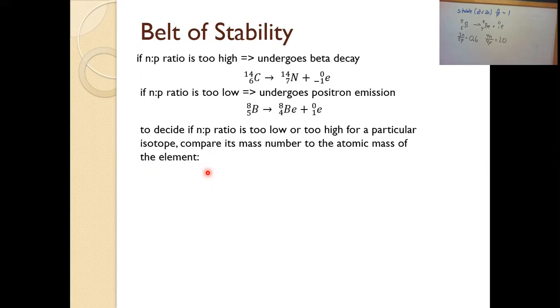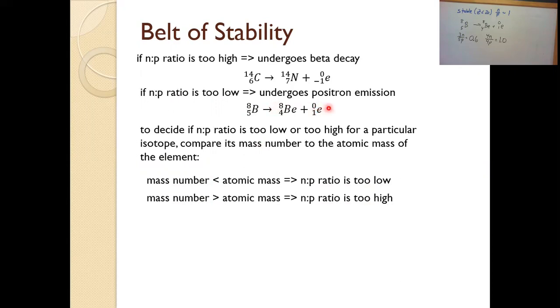So as a result, the more stable isotopes will likely contribute more to that atomic mass than the less stable isotopes. So specifically, what we can say is that if the mass number of a particular isotope is less than the atomic mass, that means the neutron-proton ratio is too low. And if that ratio is too low, we expect positron emission. Conversely, if the mass number is greater than the atomic mass, we expect the neutron-proton ratio is too high. As a result, we'd expect it to undergo beta decay. So for example, if we have molybdenum 102, the question is, what type of emission do we expect for this particular isotope?